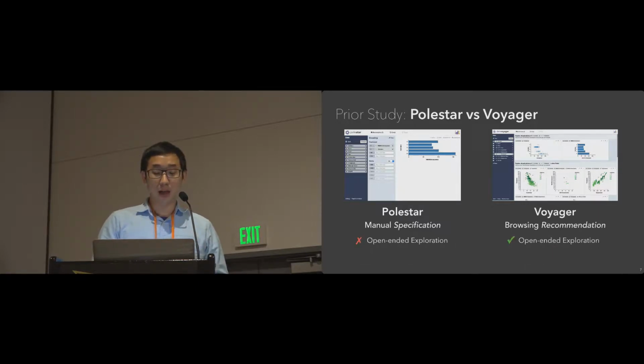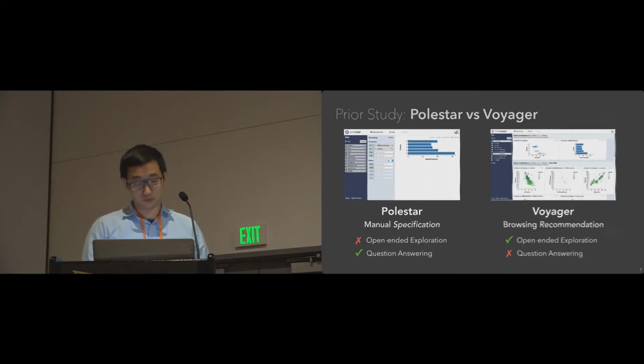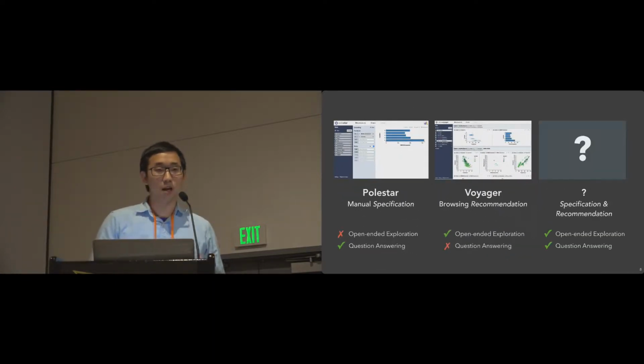The study results show that Voyager better facilitates exploration as browsing recommendations is less tedious. However, Pulsar better facilitates question answering as users have more control to create views specific to their goals. As exploratory analysis involves both tasks, analysts may better benefit from a unified tool that supports broad interaction methods.